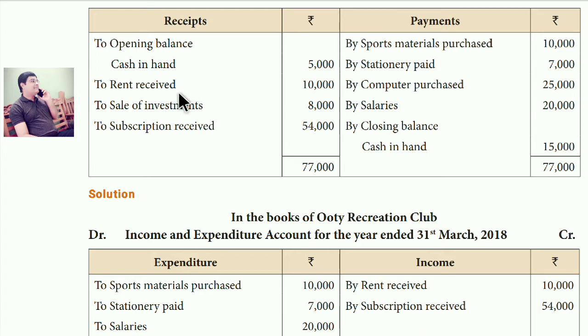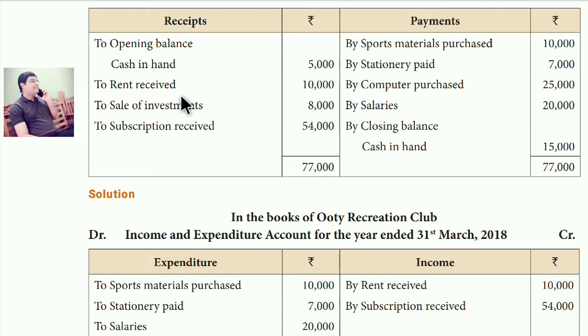Next, rent received. All the receipt items will come in the income side and all the payment items will come in the expenditure side. Once again I repeat, all the receipt items will come in the income side and all the payment items you have to write in the expenditure side. Now opening balance will not come and asset items will not come into the income and expenditure account. Only current year income and expenditure we have to write in income and expenditure account.